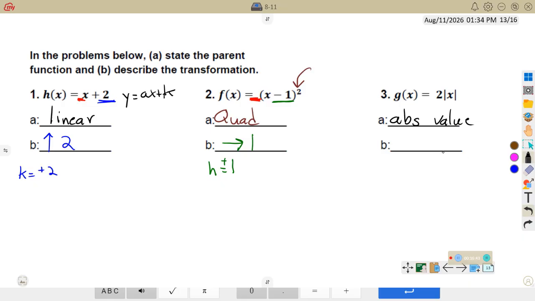Now, this is our first one that actually has this letter. Remember, they kind of go in alphabetical order. So, this is our A value. What is that value? 2. Is it bigger than 1? So what do we have when the absolute value of the A value, which is the positive version, is bigger than 1? What does it do? Stretch. So we have a stretch of 2.